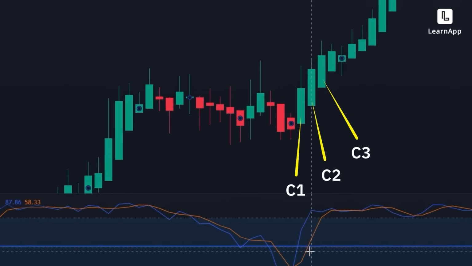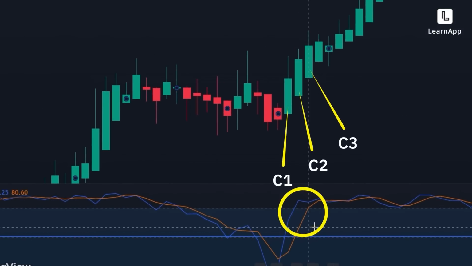We have step 2 for that. We have to make sure stochastic is above the 50 line. So make sure you have C1 and C2, then make sure stochastic is above 50. Once you fulfill this criteria, basically C3's open is your entry point.